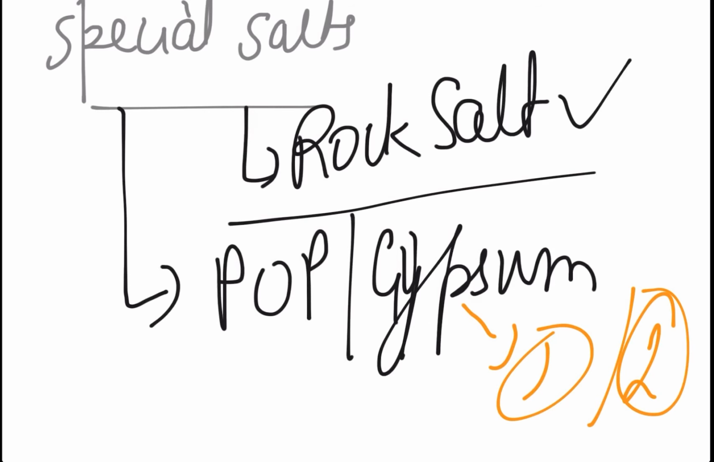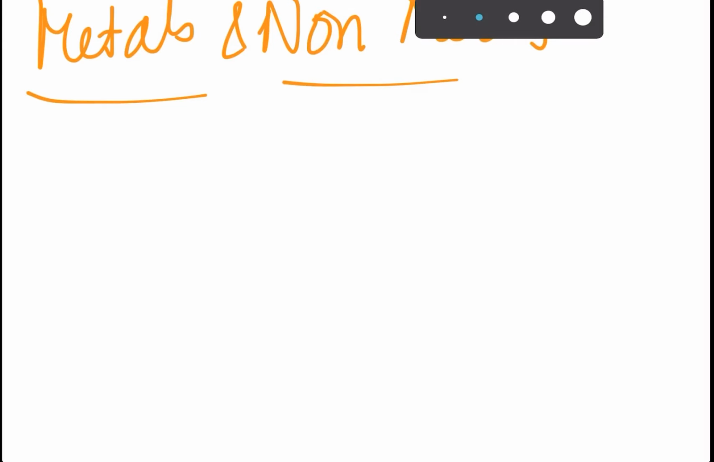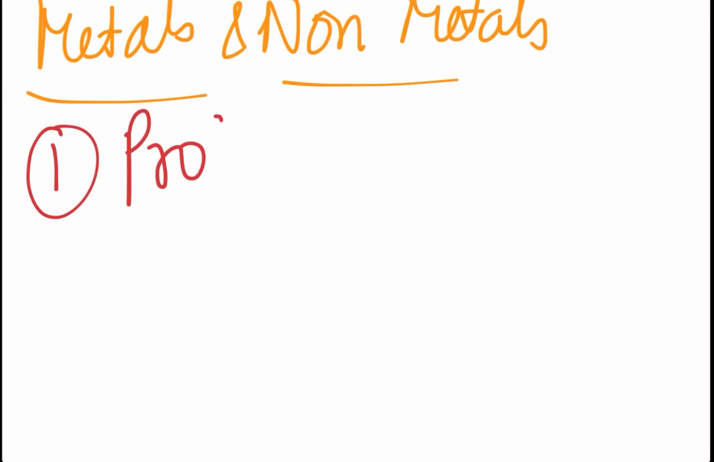Alright, that was about your chapter 2. Coming to your chapter 3, metals and non-metals. This is one of the heavier chapters and is generally asked as a 5 marker. Now in this chapter, the easiest way to study, you will see the chapter is divided into many sections. The first section is properties of metals and non-metals.